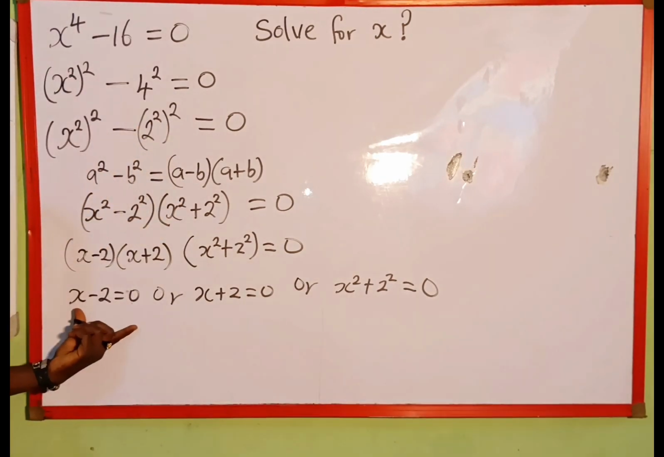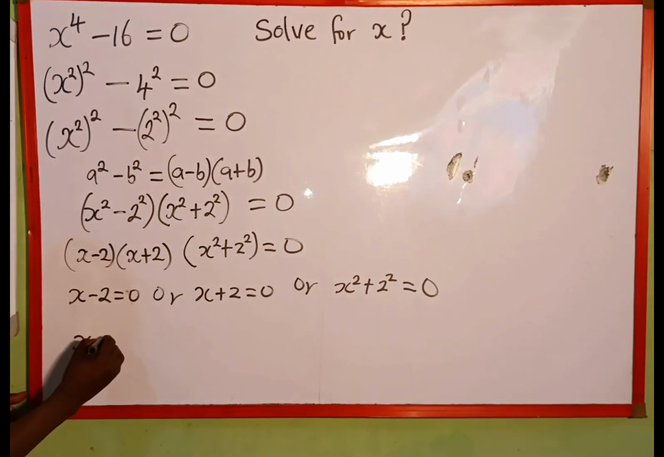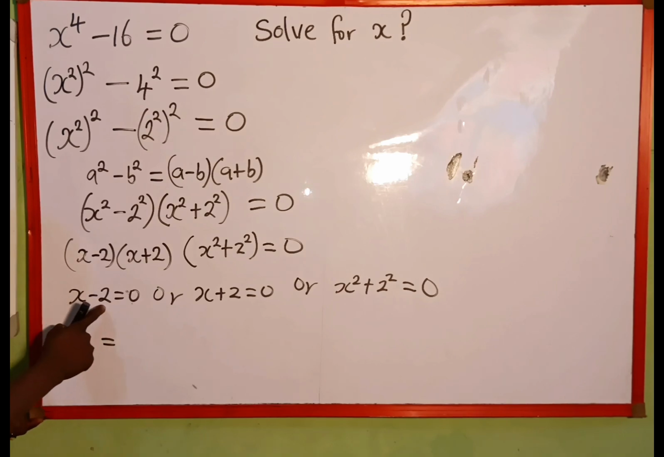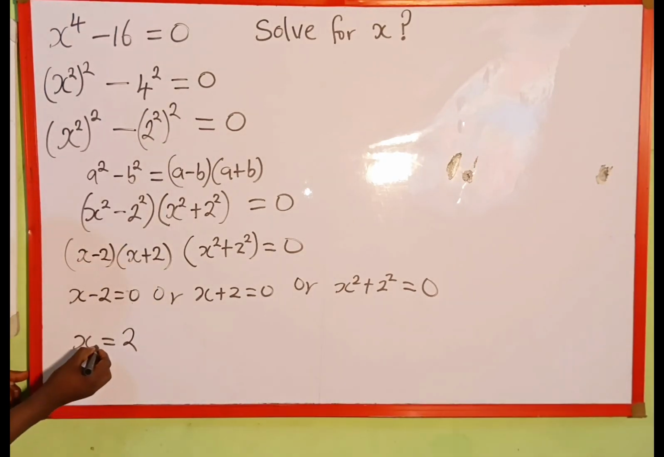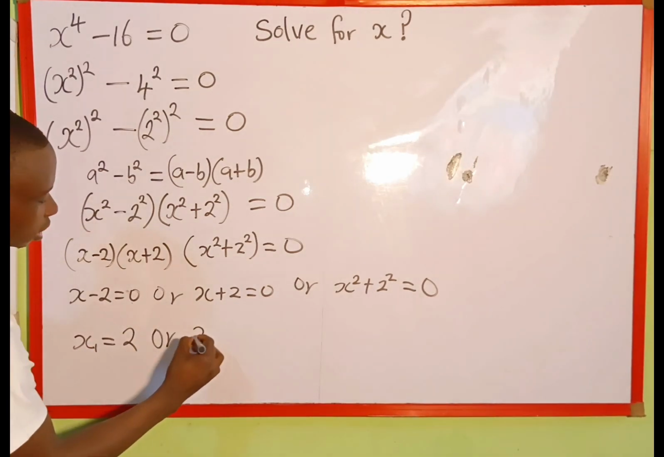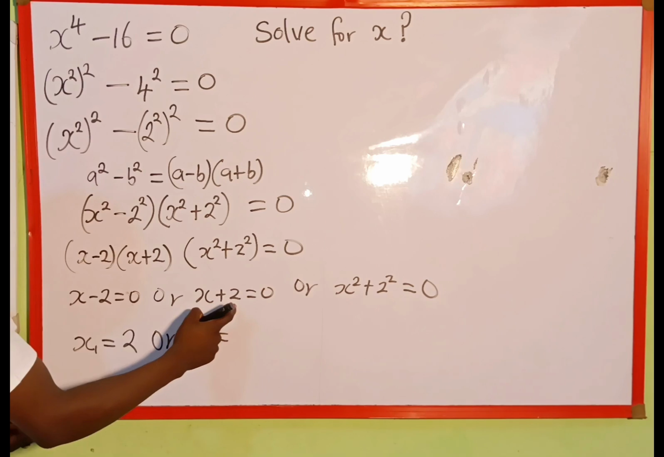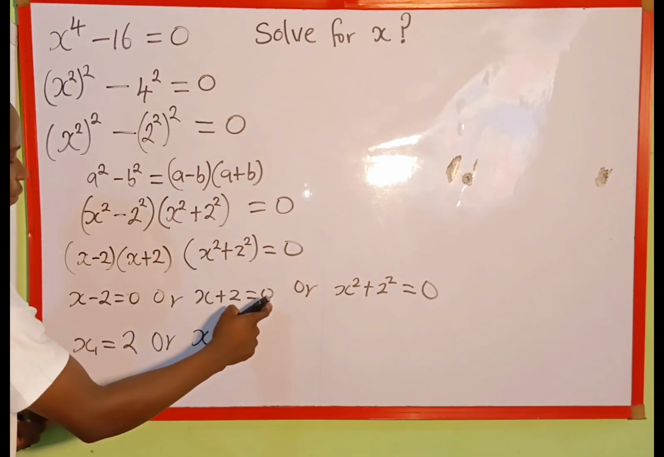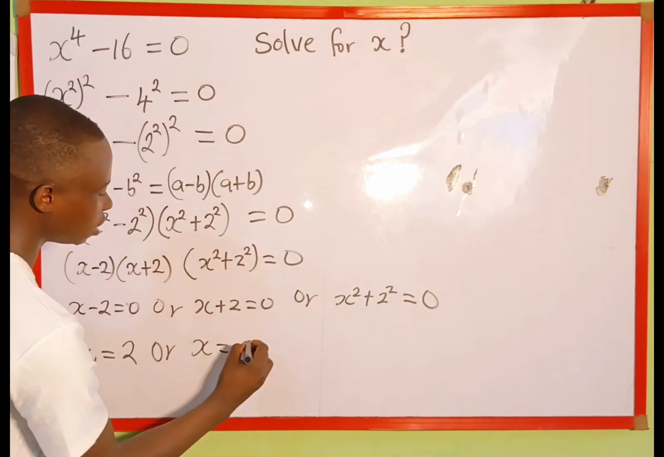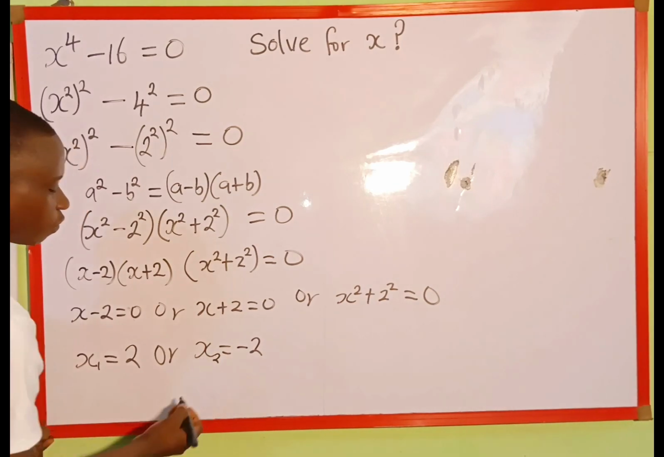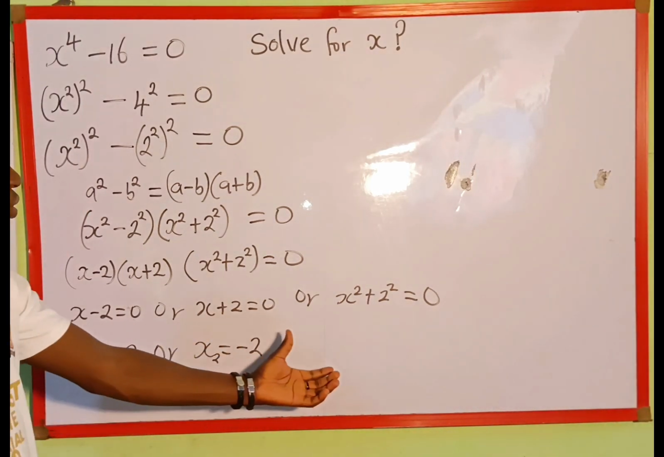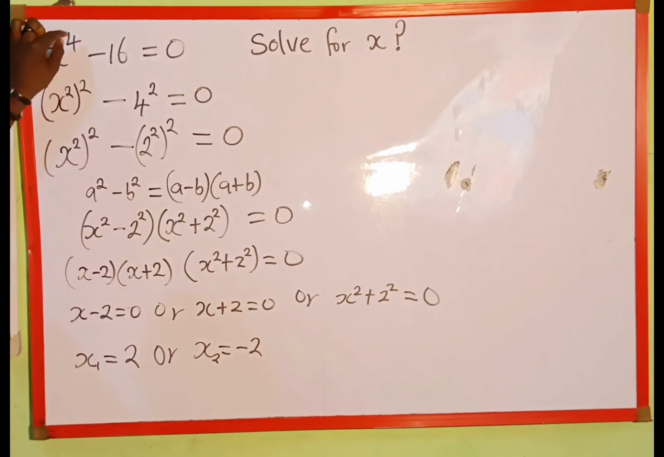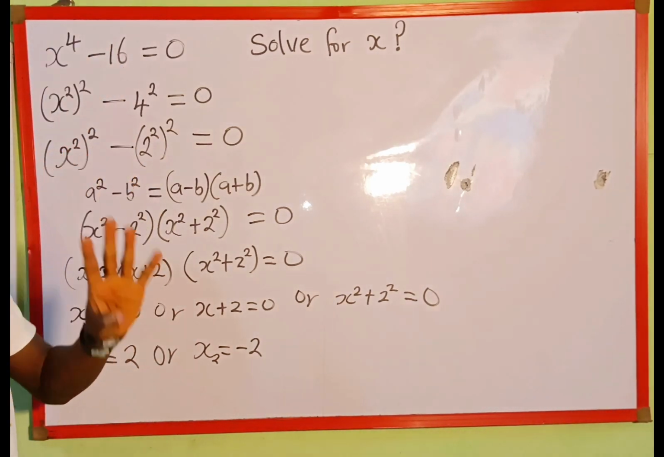Now to get the value of x from here, we are going to have x equal to, when we take this negative 2 to the right hand side of this equation, it becomes positive 2. So this is the first value of x, we call it x1. Or x equal to, when we take positive 2 to the right hand side of this equation, it becomes negative 2. So this is the value of x2. Now to get the remaining two solutions of x, because as you can see the power of x is 4, we expect to get 4 solutions.